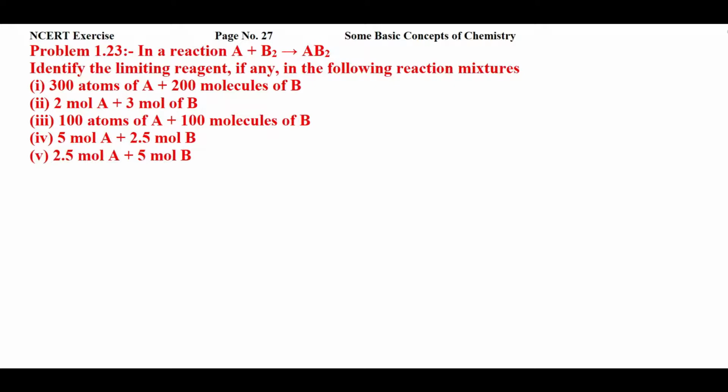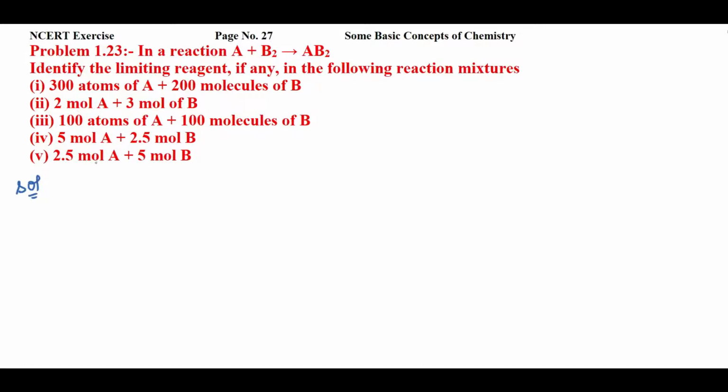Students, this is NCERT exercise problem 1.23 from page number 27 of Some Basic Concepts of Chemistry, right? So let's read this statement. In a reaction, A plus B2 gave rise to AB2. Identify the limiting reagent, if any, in the following reaction mixtures. They have given you 5 problems, and out of these 5 problems, you have to find out the limiting reagent, right? So let's see the reaction first.